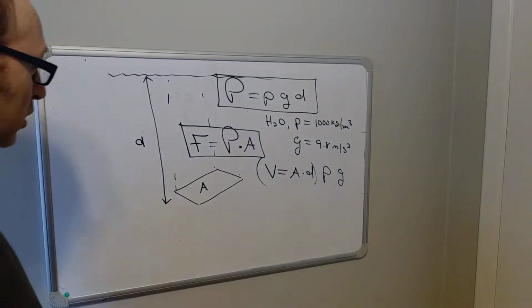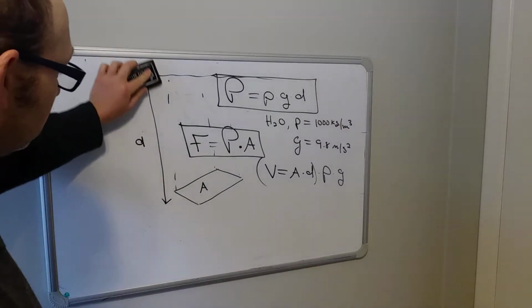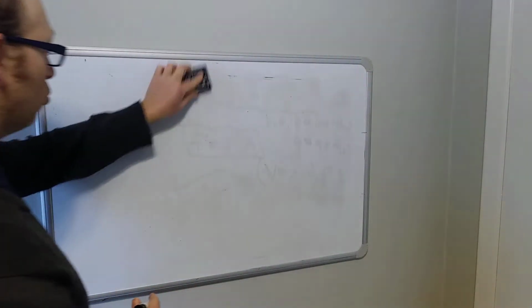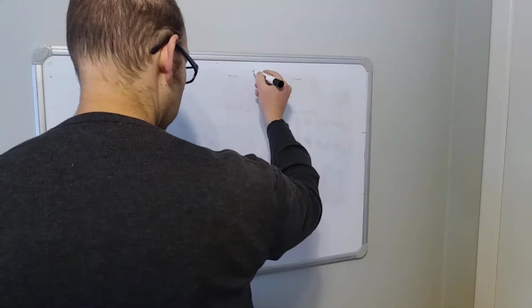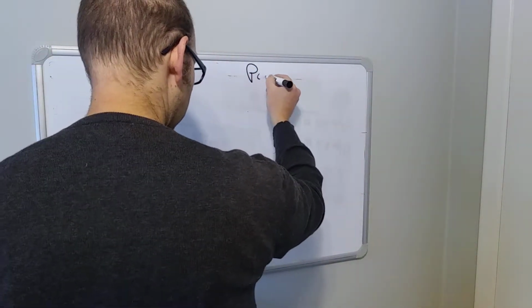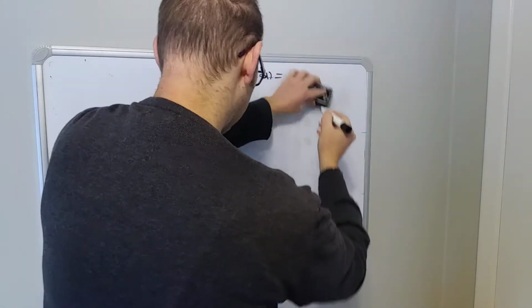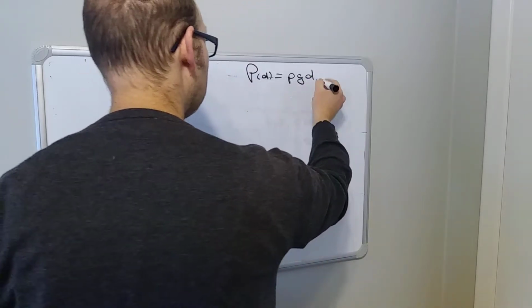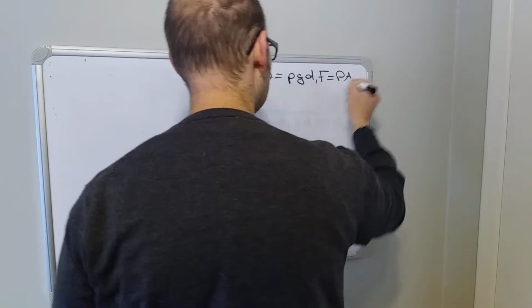All right, so let's try out a simple problem, the simple aquarium problem. We'll calculate the hydrostatic force due to water pressure on the various sides. So let's write our formulas out. So pressure as a function of depth is rho G D, and force equals pressure times area.